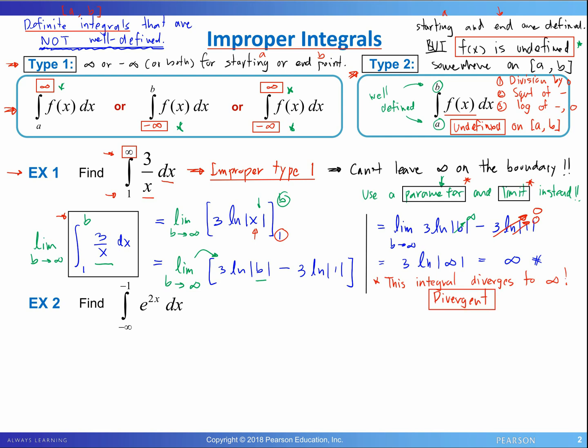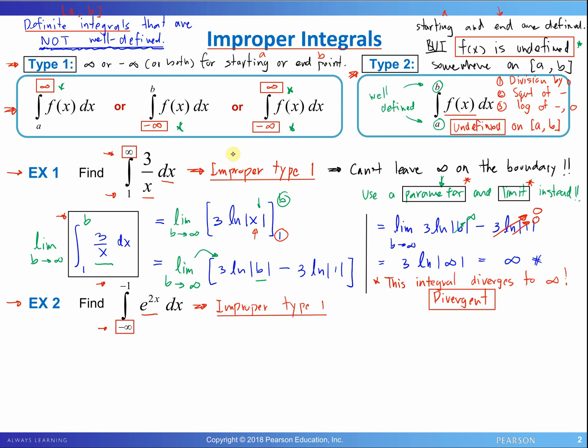Now let's move to example number 2. We need to integrate e to the power of 2x with respect to x, starting from minus infinity to minus 1. You see this negative infinity on your integral. You know right away that this is improper integral type 1 again.